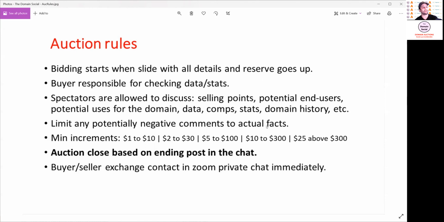The auction closes based on when we post "sold" or "auction closed" in the chat. The reason for this is sometimes there's lag in the chat and people bid in the chat. When you're bidding, you'll be typing the amount that you want to bid into the chat. As long as the last bid is in before that last line that says close, it doesn't matter. We'll say going once, going twice, sold, but it's more for show. We try to keep it accurate, but after the sold, we'll hold off about half a second and then enter a line that says auction closed, or domain sold, or something to that effect.